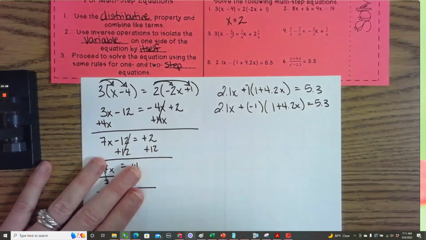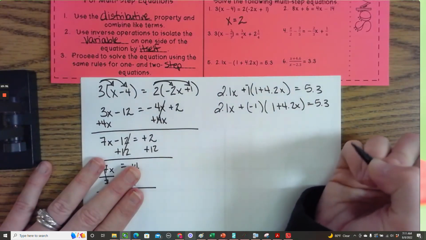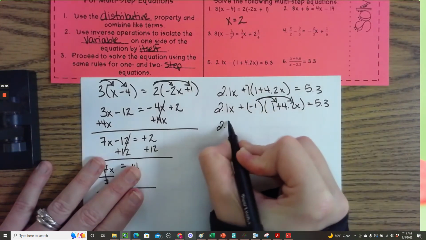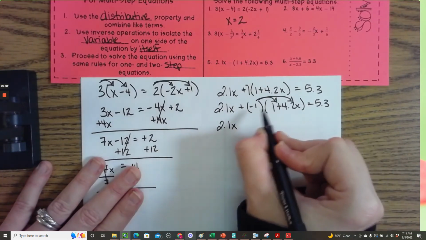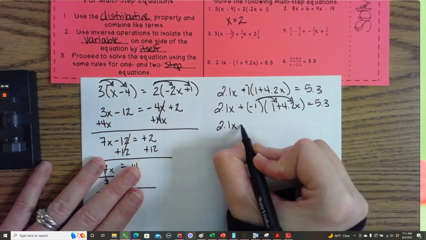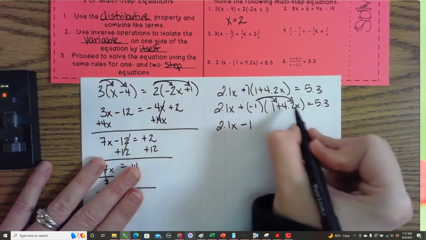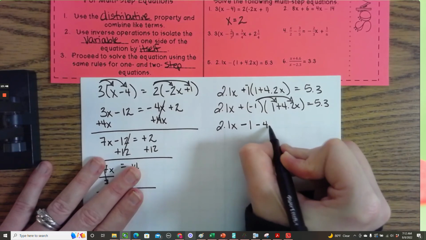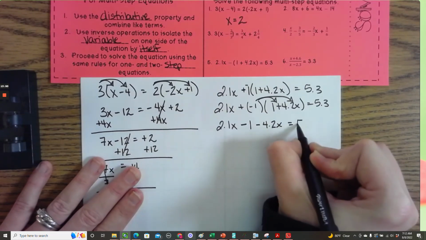And here's where students mess up. They forget to distribute that negative 1 out across. And all that does is it changes the sign. So negative 1 times a positive 1 is just a negative 1. Negative 1 times a positive 4.2x is a negative 4.2x.